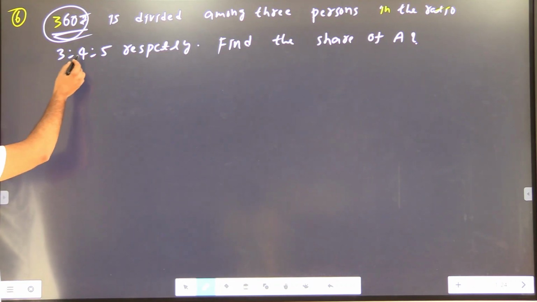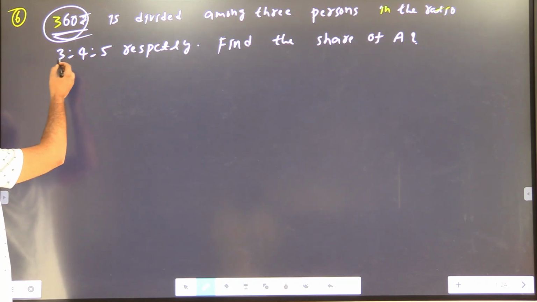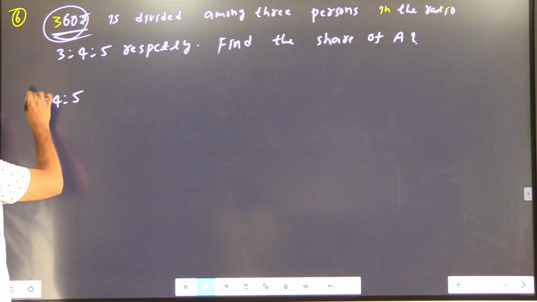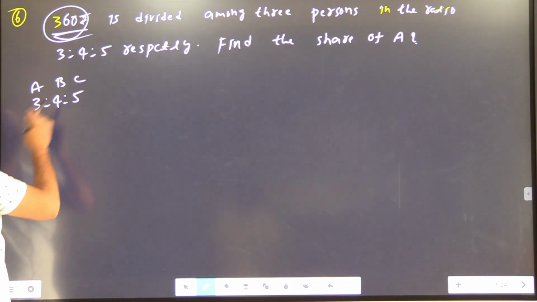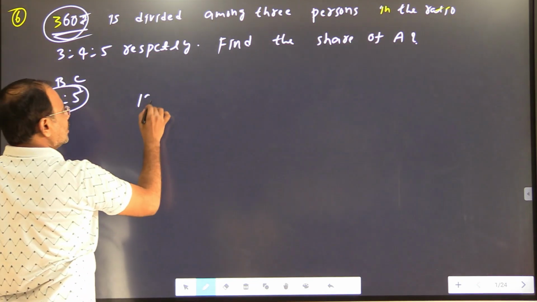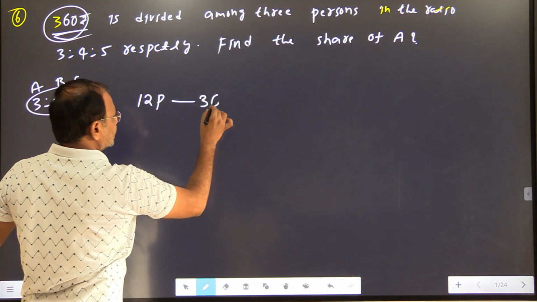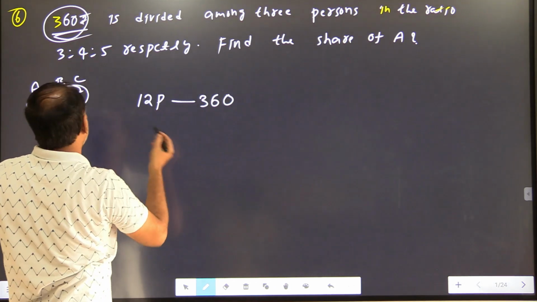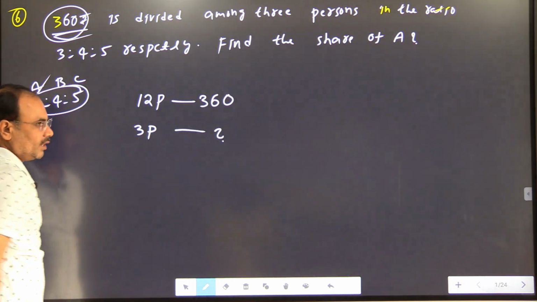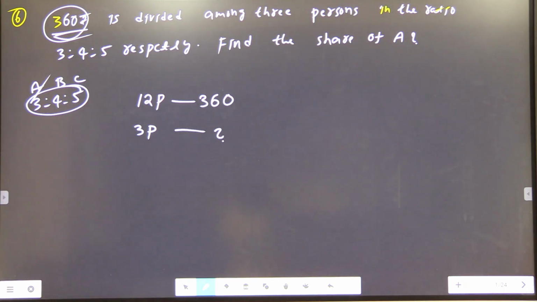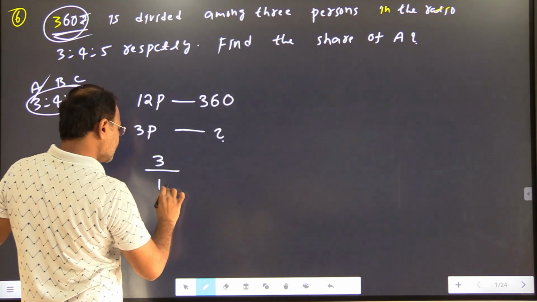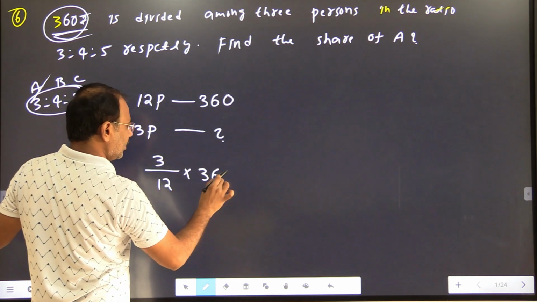So A got 3 parts, B got 4 parts, C got 5 parts, 3 plus 4 plus 5. So 3:4:5 is the ratio of the shares of A, B, C. Total 3 plus 4 is 7, 7 plus 5 is 12 parts. 12 parts ki 360 rupees, then find the A share. A share ante 3 parts find out chestam, B share ante 4 parts, C share ante 5 parts. Here A share is 3 parts, so required value 3 by given value 12. So 3 by 12 into 360.